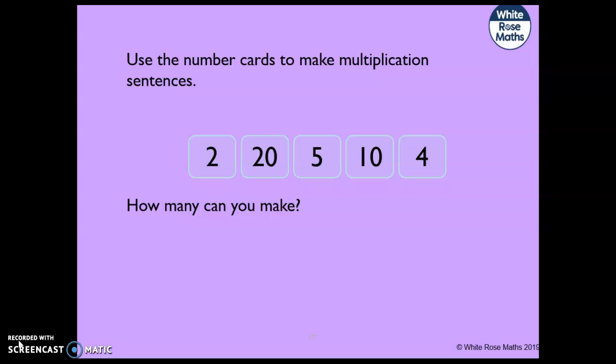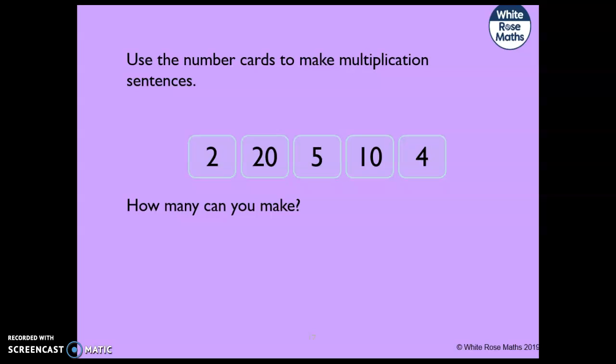This is a more difficult question, and the children in school really found this difficult. Use the number cards to make multiplication sentences. So we've got a 2, a 20, a 5, a 10 and a 4. How many can you make?